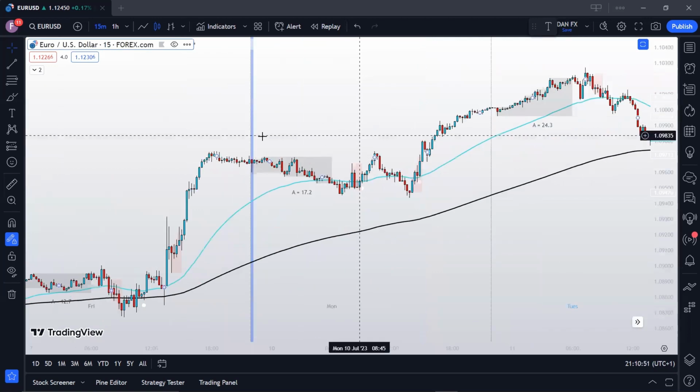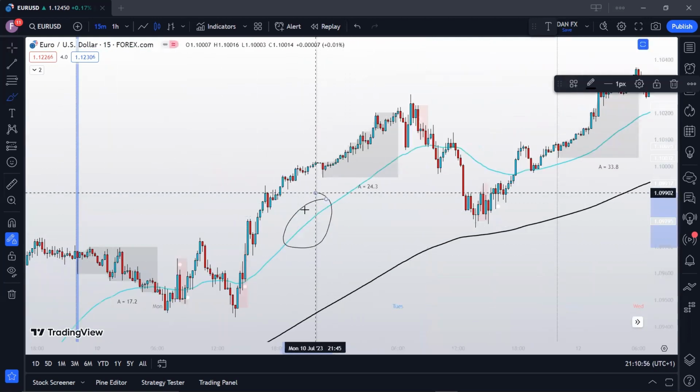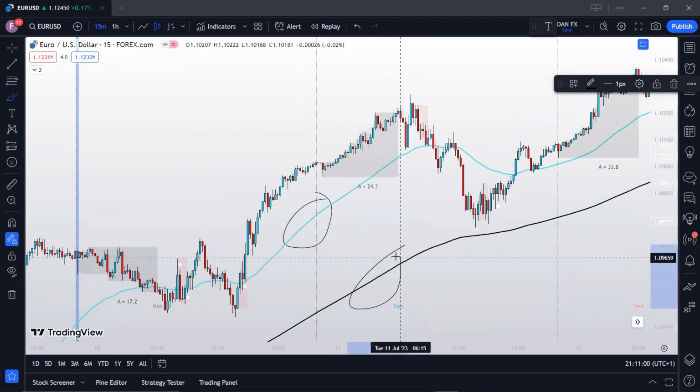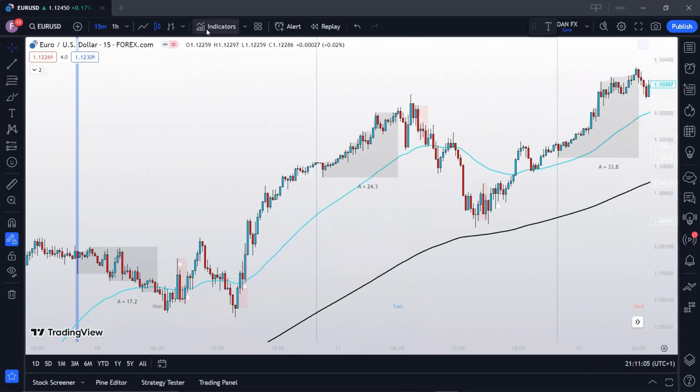The moving averages you're seeing on the chart are the 200 and the 50 moving average. This sky blue one is the 50 moving average, and this black one is the 200 moving average. If you want to add them, just go to indicators and search for them.